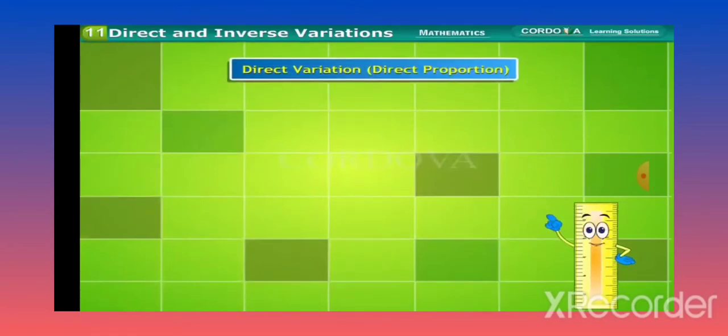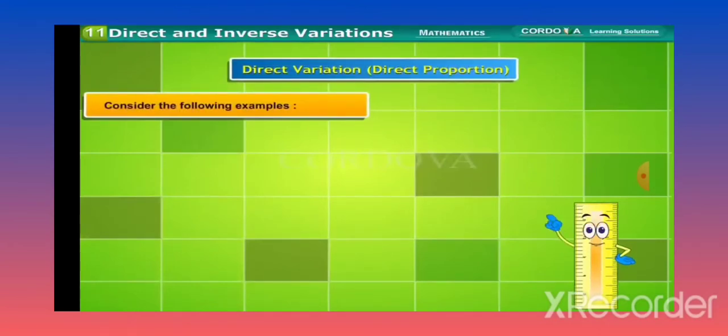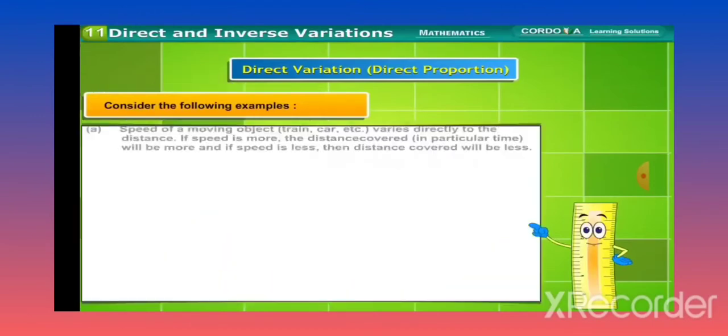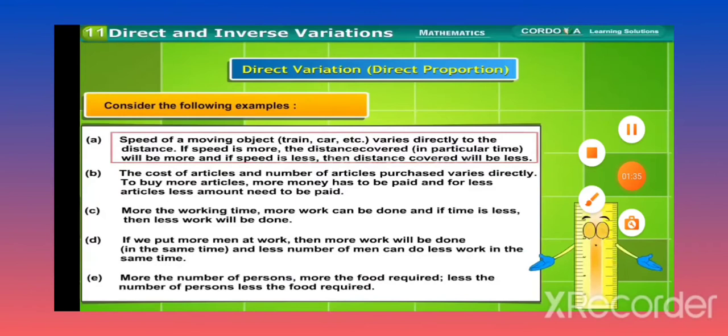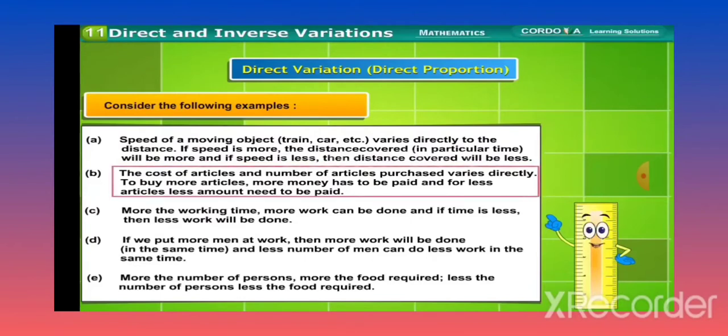Direct variation, direct proportion. Consider the following examples. The speed of a moving object, train, car, etc., varies directly to the distance. If speed is more, the distance covered in a particular time will be more. And if speed is less, then distance covered will be less. The cost of articles and the number of articles purchased vary directly. To buy more articles, more money has to be paid, and for fewer articles, a lesser amount needs to be paid.